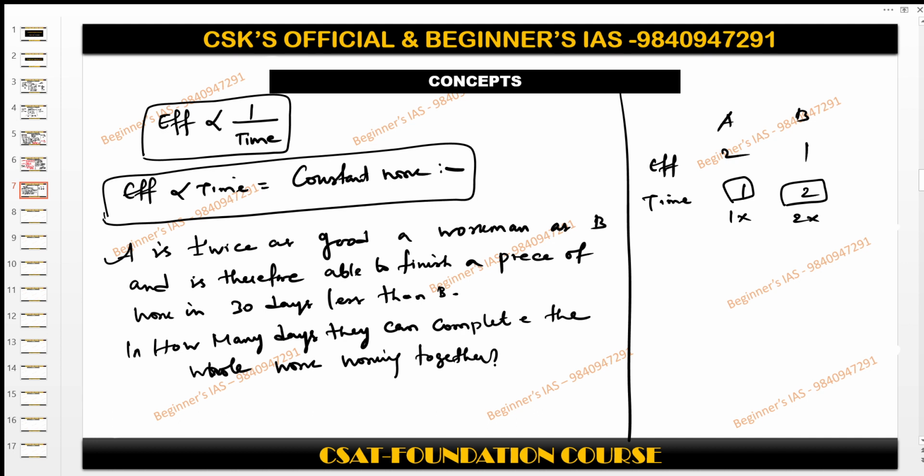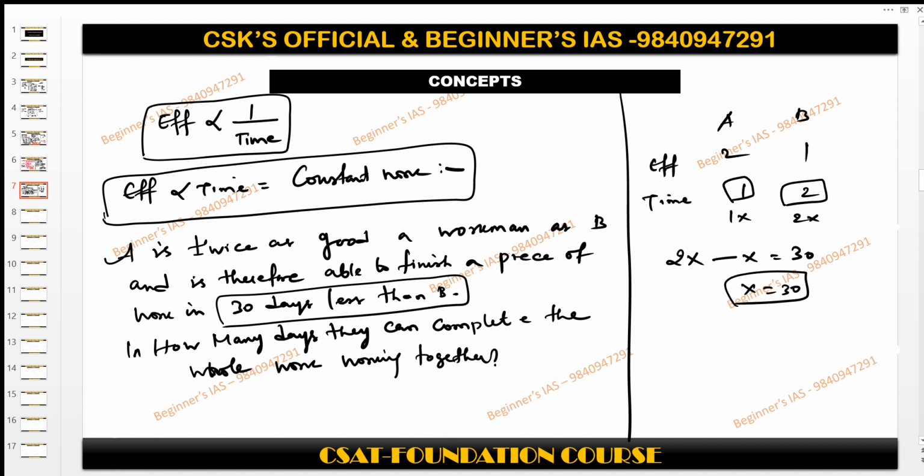So now time has been provided in terms of days. So less than 30, what does it mean? 2x minus x is equal to 30. This has been provided here, this is the statement here. The difference is nothing but 30 days. So x is equal to 30. You can put the value of x here. Therefore A takes 30 days, B takes 60 days.